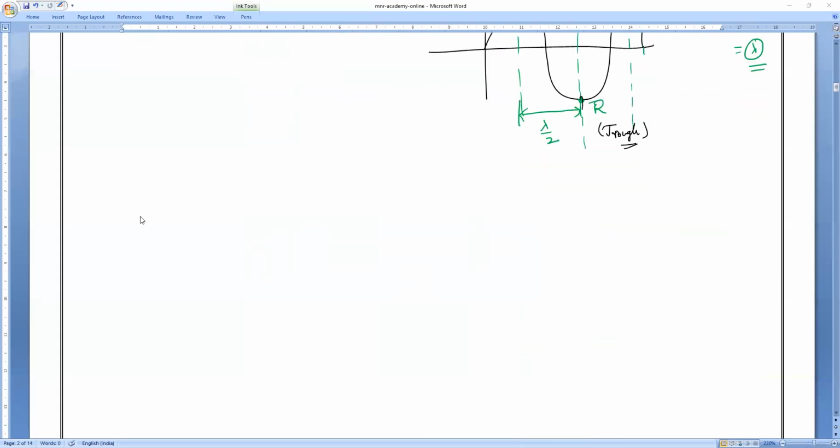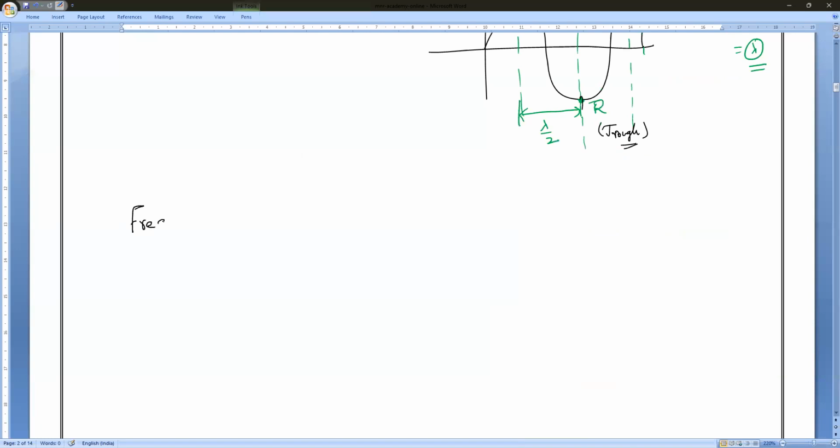Next one is frequency. The frequency symbol is your choice; I don't have any problem. Either you can choose F or V. Frequency means, remember, for example, there is a wave I have.